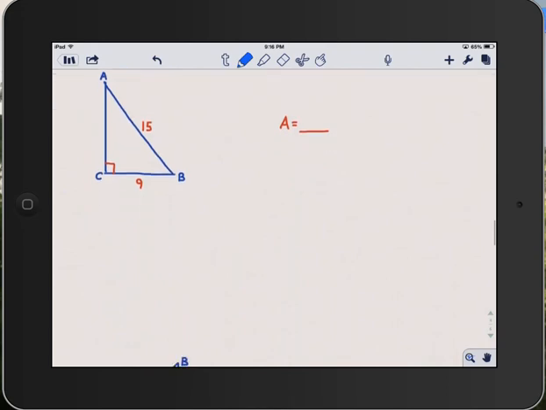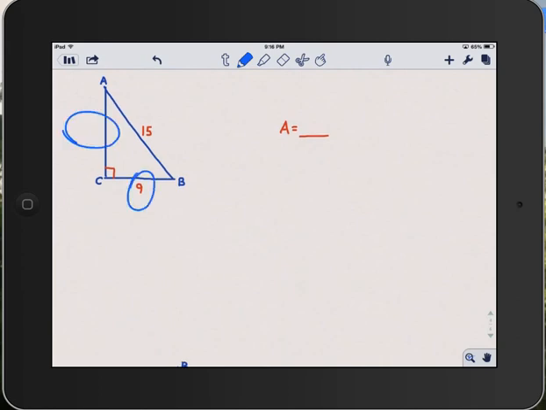Next problem. Anytime you have a right triangle, one leg can be considered to be the base, the other leg becomes the height. So the first thing we have to do here is solve for the length of the height, which is solved for by using the Pythagorean theorem. 9 squared plus x squared, or the other way around, equals 15 squared. So x squared plus 81 equals 225.